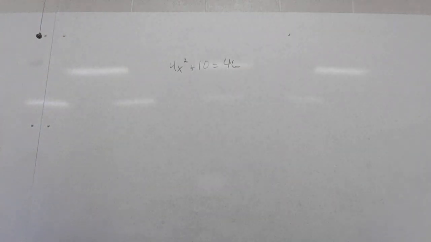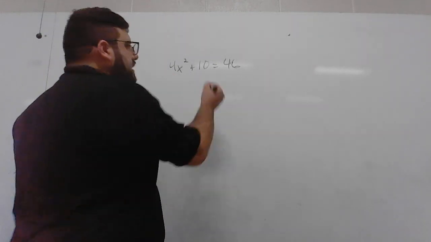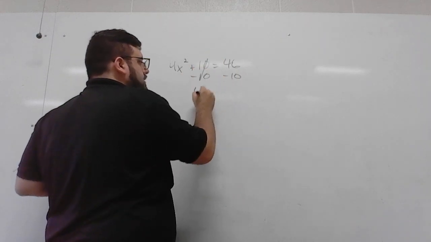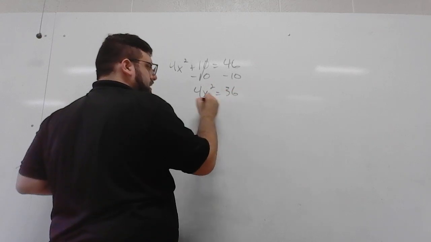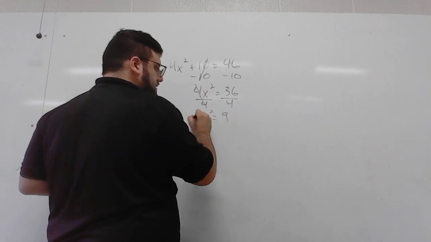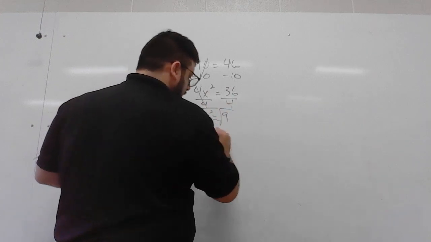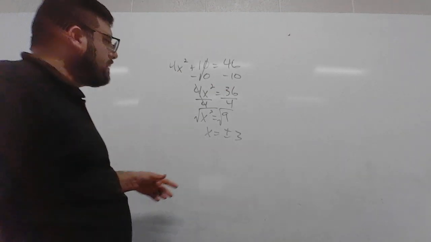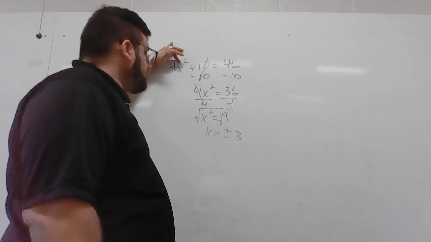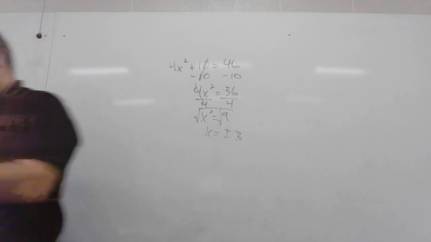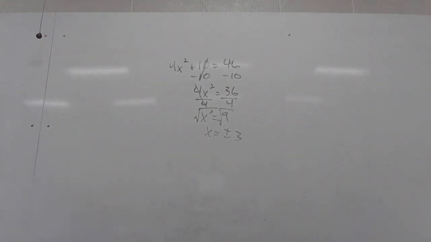Really, when you don't have a middle term, the easiest route is just to solve for x, because there's only one term that has an x in it. So I'm going to take the path of least resistance and solve for x. 4x squared equals 36. I divide by 4 on both sides: x squared equals 9. Take the square root on both sides: x equals plus or minus 3. If I wanted to check my original problem, negative 3 and positive 3 squared are both 9, so 9 times 4 is 36, plus 10 is 46. It does work out in the end.